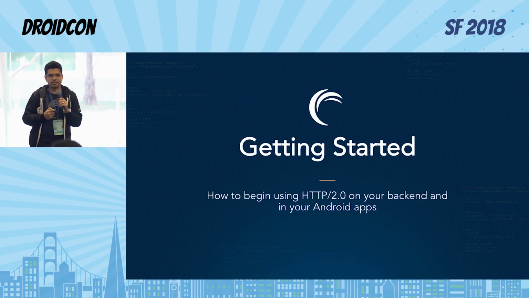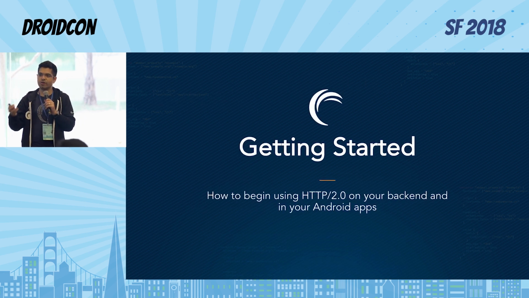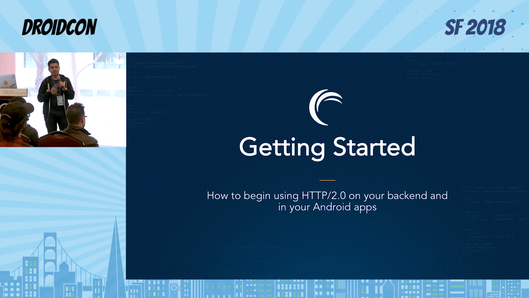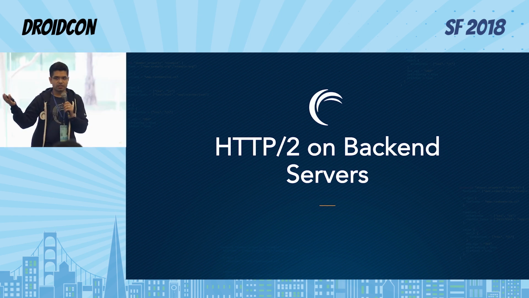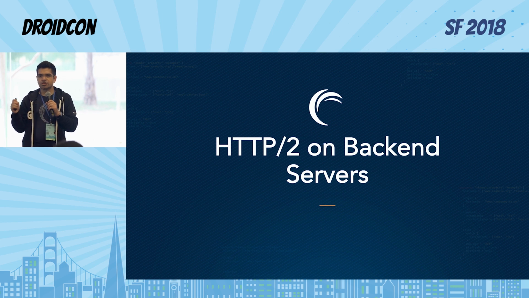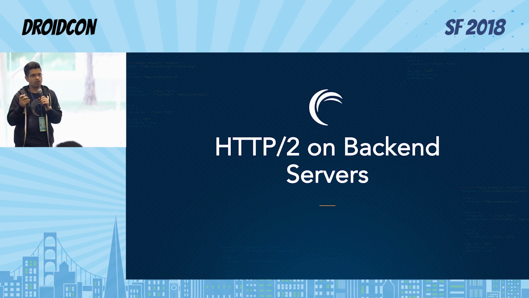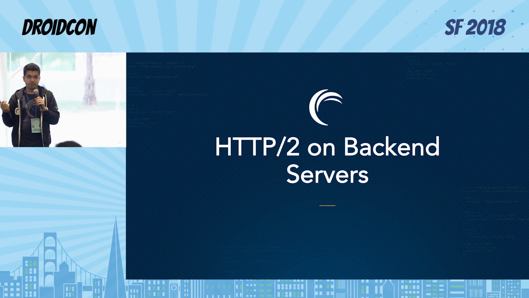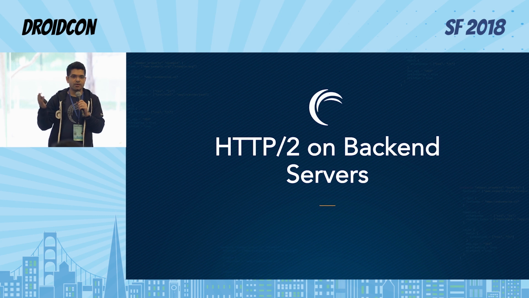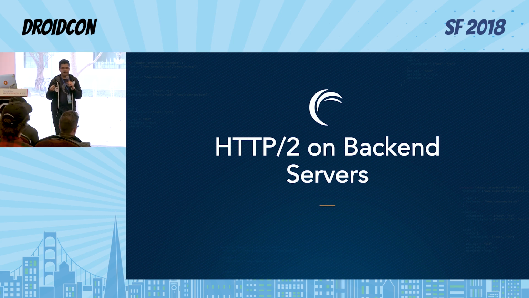Now, how to get started, how to begin using HTTP2 on your backend servers and your applications. So quick things, we'll first look at how to get HTTP2 running on backend servers. You may have your own APIs, or you may be using a third-party API or Firebase. So if you have your own backend, almost all of the latest web servers like Apache or Tomcat or even Microsoft IIS, they support HTTP2. All you need to do is just somehow get your servers upgraded. I won't delve into that. And they'll start supporting HTTP2.